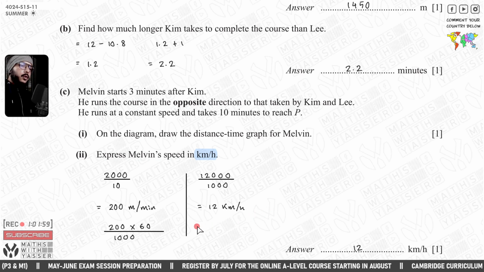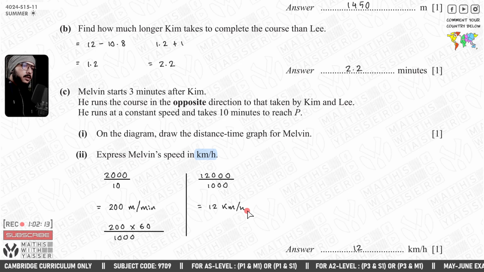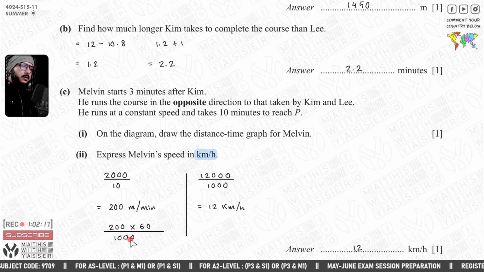If we had to go from kilometer per hour to meter per minute, we would have multiplied it with 1000 and divided it with 60. But since we are going from a smaller unit to a larger unit, we do the opposite. So it will be times 60 divided by 1000, which gives 12 kilometer per hour.